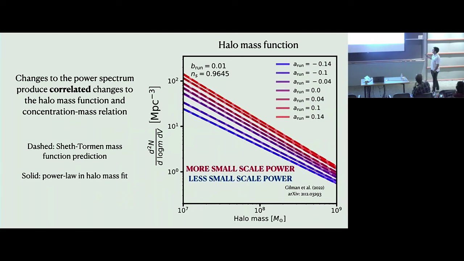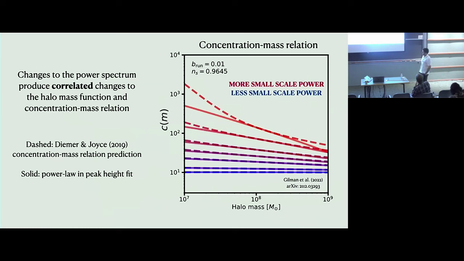So what I'm showing here is the halo mass function, the Sheth-Tormen prediction, and then a fit. It's useful to have a parametric model to actually build into the lensing pipeline and get constraints. So this is the halo mass function for different running. I'm just going to call it the running of the spectral index for simplicity. And you can see here that as you add small scale power, you change both the amplitude and the slope of the halo mass function. And a similar thing happens here with the concentration mass relation. As you add power, you change both the normalization and the logarithmic slope of the concentration mass relation.